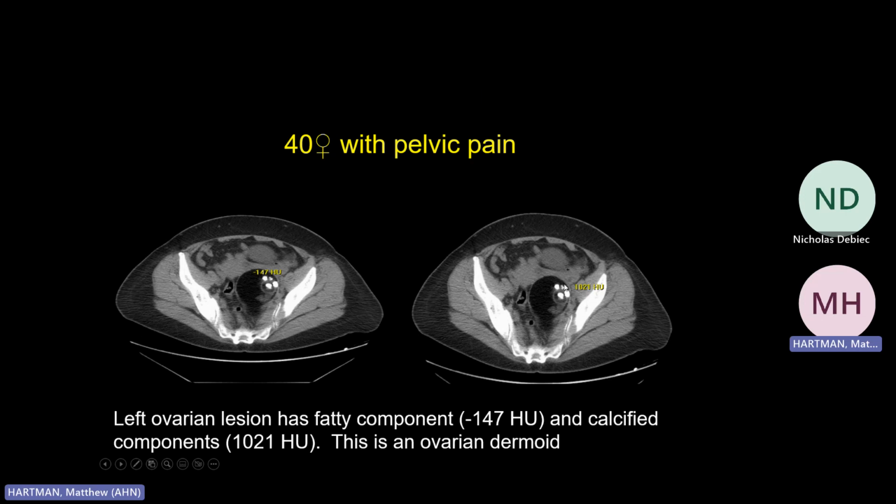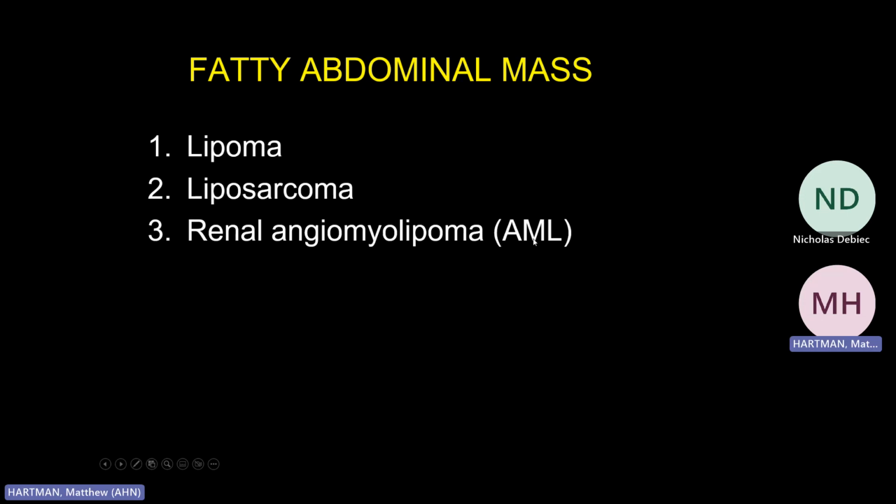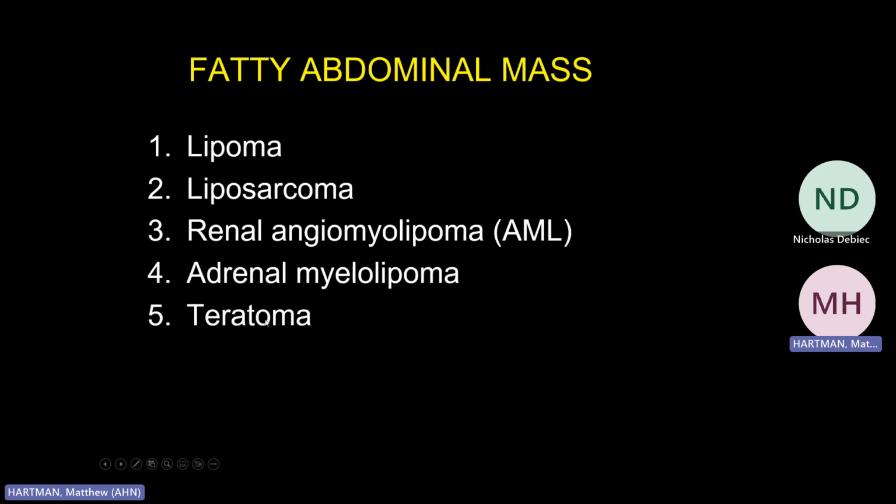Here is a female with pelvic pain, and we have a mass with different densities. Here, this component is very dense, 1,000 Hounsfield units. Here, this darker component is -100 Hounsfield units. So fat plus calcium/teeth. This was a dermoid. And we'll see some of these in further Rad Path lectures. So fatty abdominal mass, if we can make that distinction, our differential is lipoma, liposarcoma, angiomyolipoma of the kidney. We just saw that. It's on the adrenal myelolipoma, the teratoma.